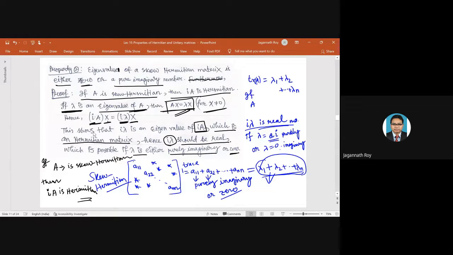If you multiply i times lambda, the resultant is a real number. What is the possibility? Either lambda is 0, or lambda is some i times a real number, since i times i will be minus 1. So either it is purely imaginary or it is 0. That is why we say that eigenvalues of a skew Hermitian matrix are either 0 or purely imaginary.